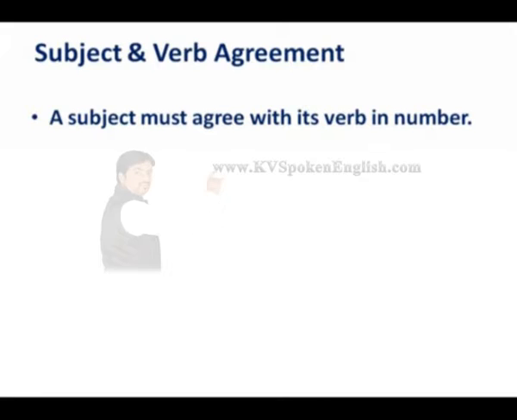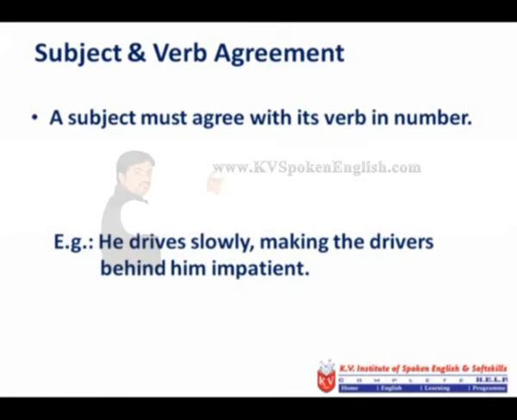The first rule of it is a subject must agree with its verb in number. Let's see an example. He drives slowly, making the drivers behind him impatient. In the sentence above, he is a singular subject and drives is a singular verb. Let's see another example. I am ready to play now. In the above sentence, I needs a singular verb am.